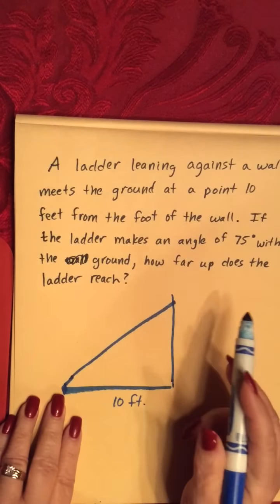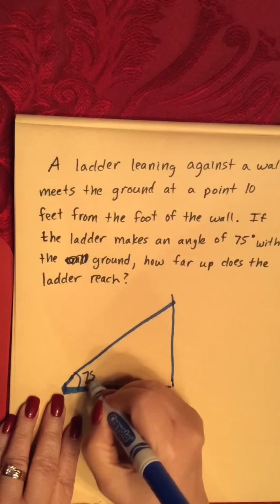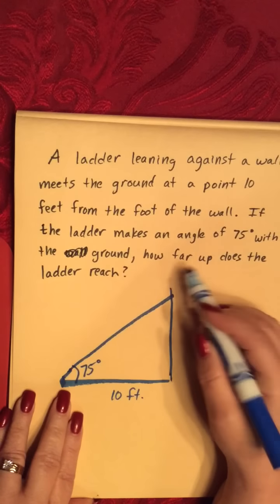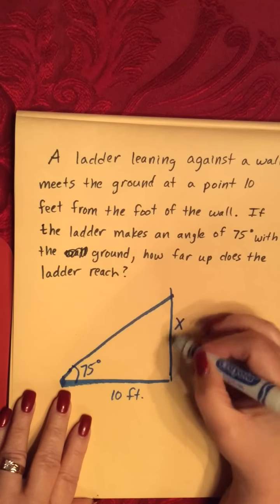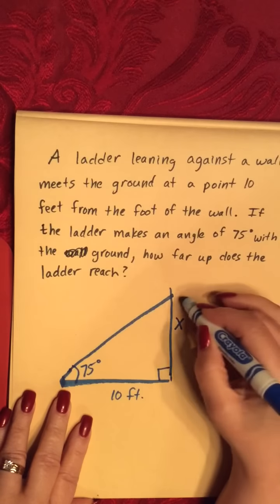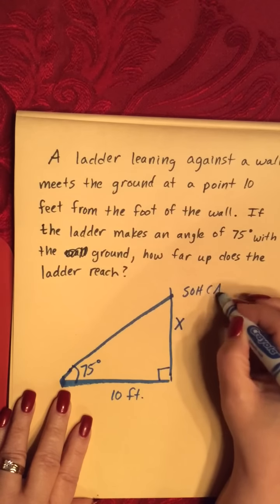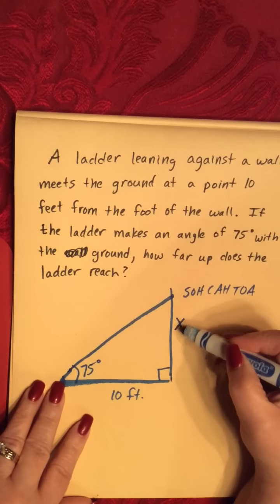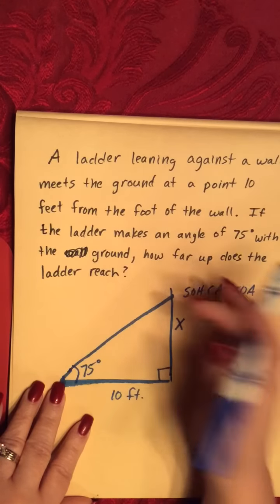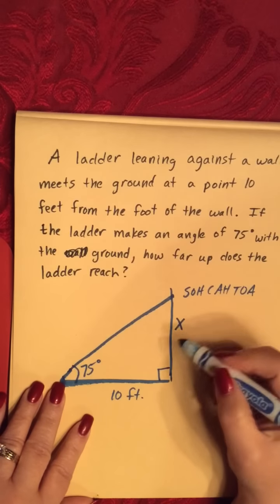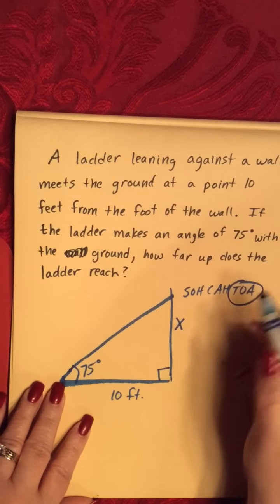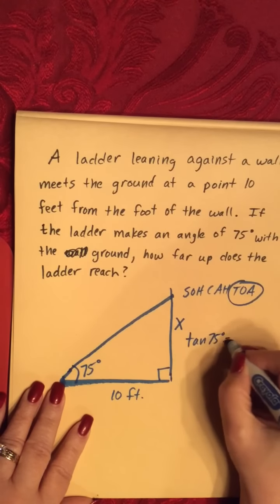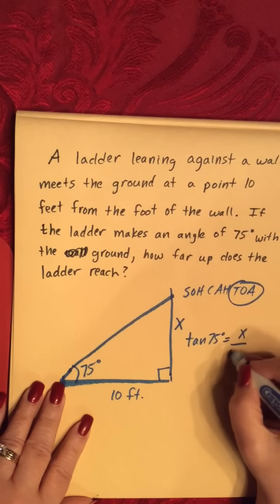If the ladder makes an angle of 75 degrees with the ground, how far up the wall does the ladder reach? How far up does the ladder reach? So I'm really trying to find this right here. So once again, this is a right triangle problem, so SOHCAHTOA is what we use. And this would be opposite over adjacent, because this side here is the hypotenuse, but they didn't ask me how long the ladder was. So opposite over adjacent would be tangent, and I could say the tangent of 75 degrees is equal to opposite over adjacent.